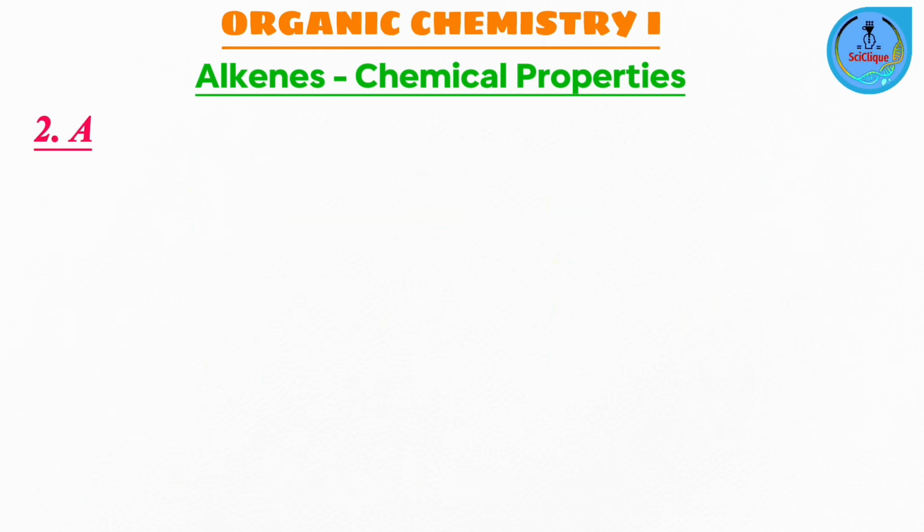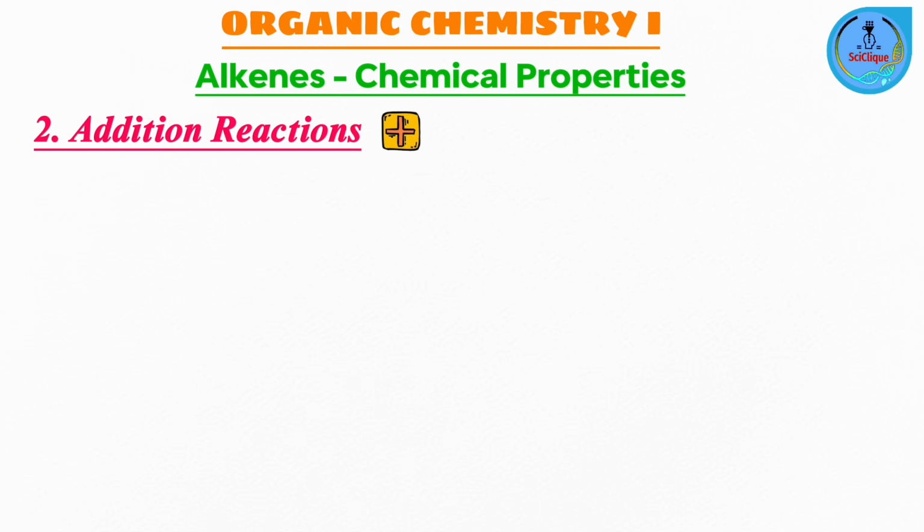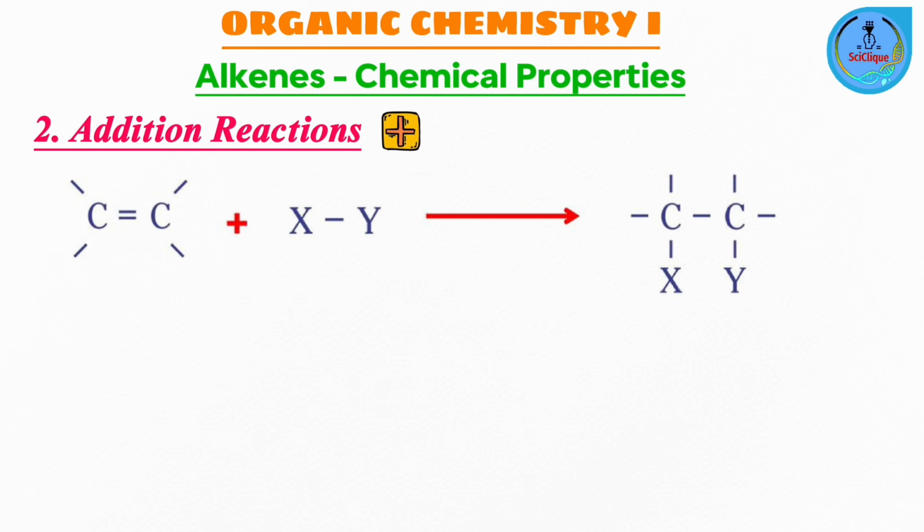Now moving on to the next type of reaction that alkenes engage in. These are addition reactions. So addition reactions are a type of reaction whereby you're going to have a molecule or an atom being added onto another such that you end up having a different product, okay? So essentially you're adding one thing to another, addition reaction.